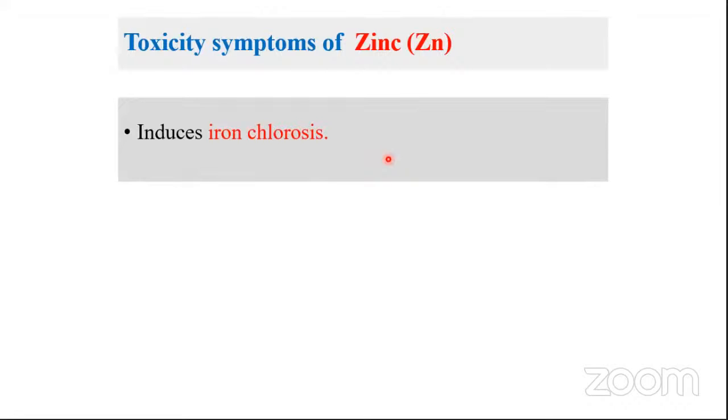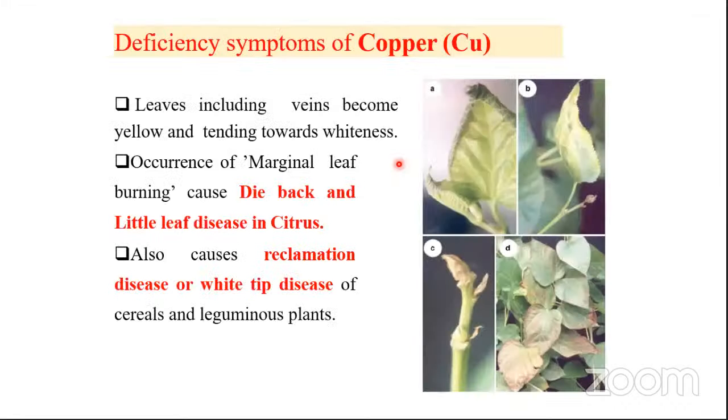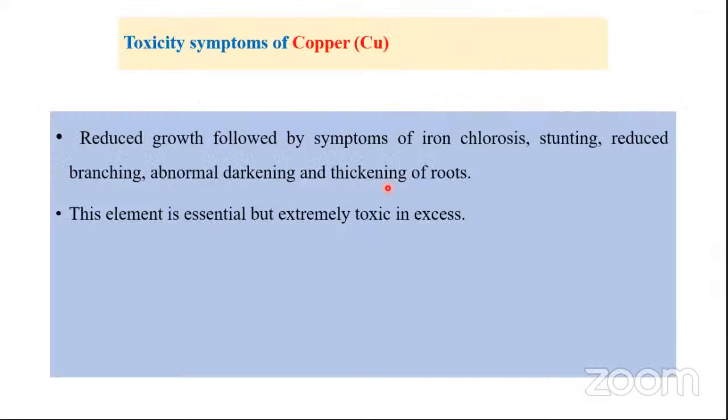Deficiency of copper: we can see dieback and little leaf disease in citrus, reclamation disease or white tip disease in most of the legumes and cereal crops. Coming to copper toxicity, it reduces growth, followed by symptoms of iron chlorosis, stunting, reduced branching and abnormal cracking. It is essential but extremely toxic in excess. So we need very little copper, but if we cross its limit, it is extremely toxic to the crop.